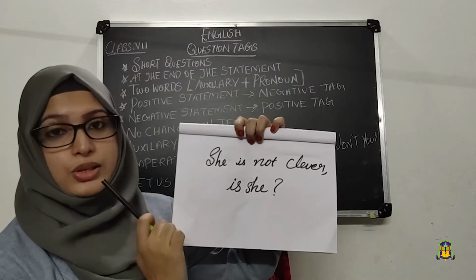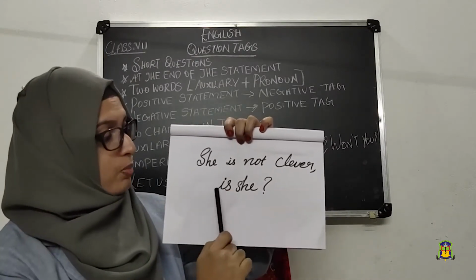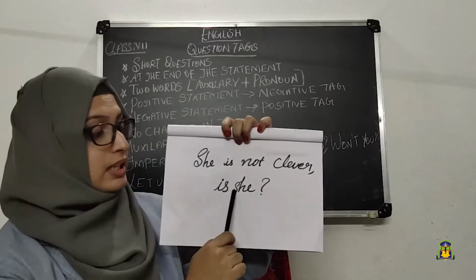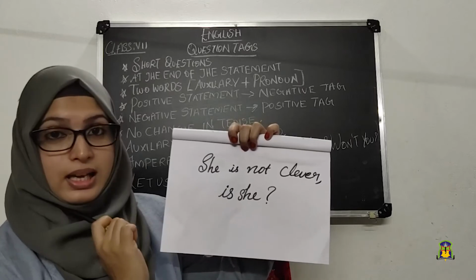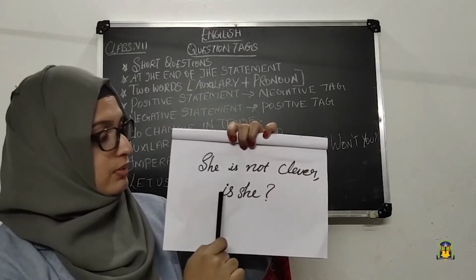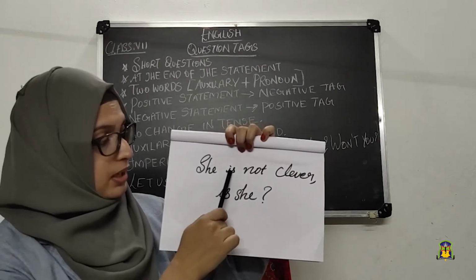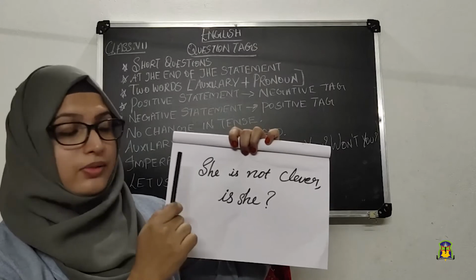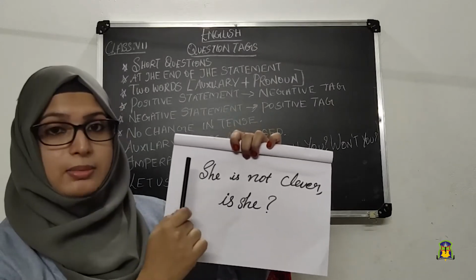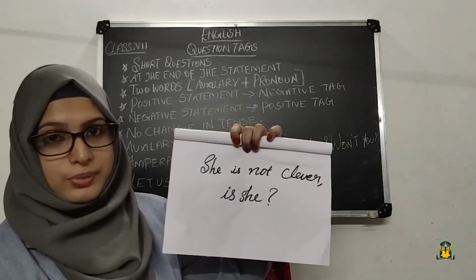So a positive tag is joined. So always after the sentence put a comma and afterwards write is she, question mark. This is very, very necessary. This question mark is very necessary. So she is not clever, is she? The same auxiliary we took here and she as the pronoun. Here also, if it is a name like Leela, Geeta or anyone, we have to take this pronoun, she.